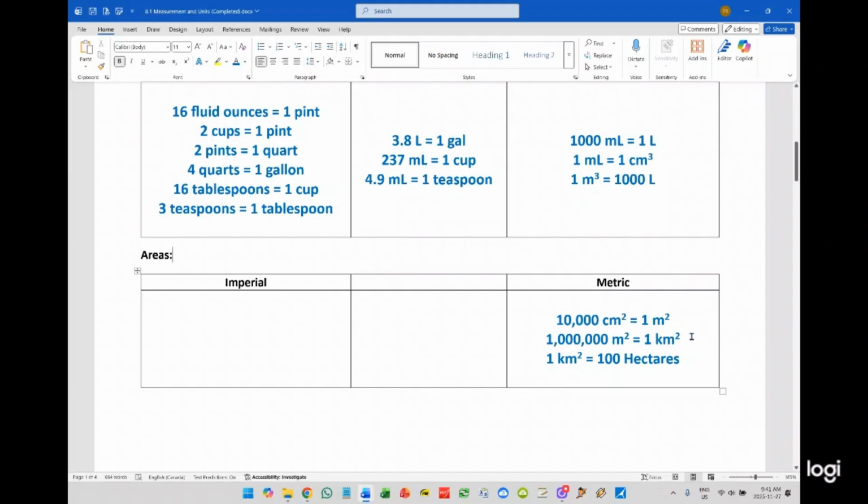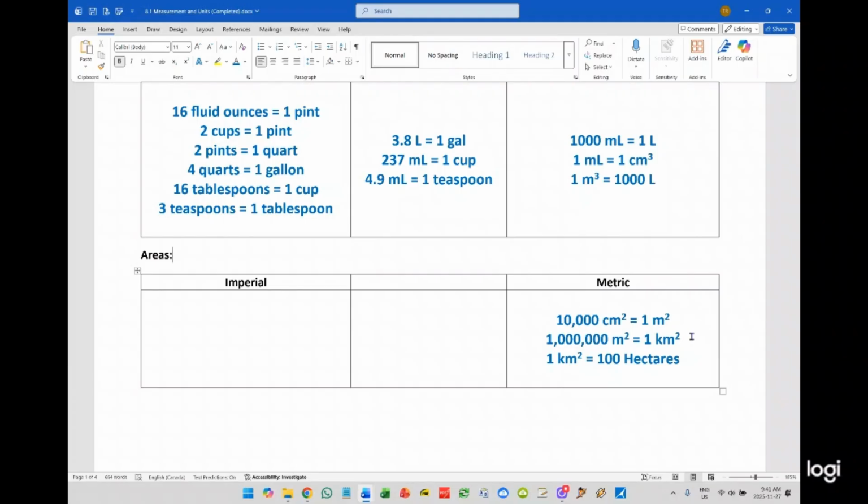Similarly with kilometers and meters. A kilometer is 1,000 meters. So 1 kilometer by 1 kilometer space is 1,000 meters by 1,000 meters, which is 1,000,000 meters squared.